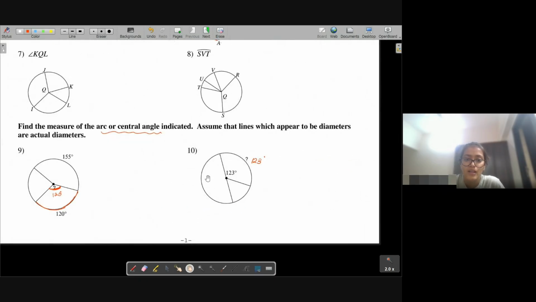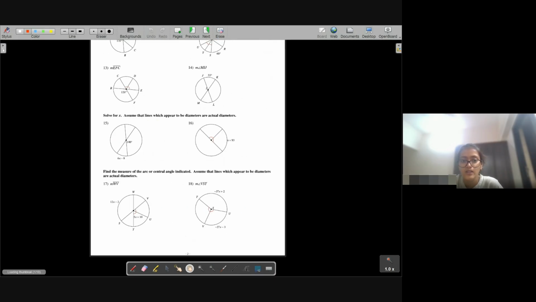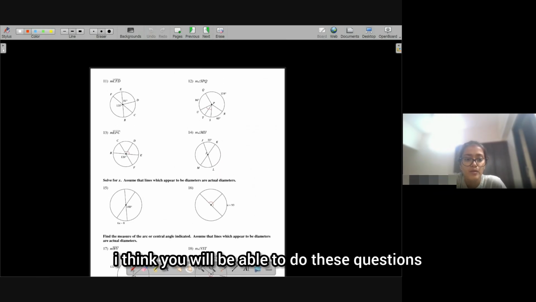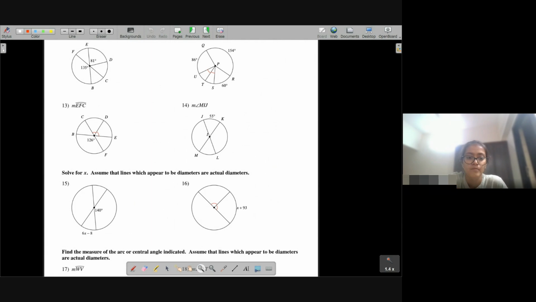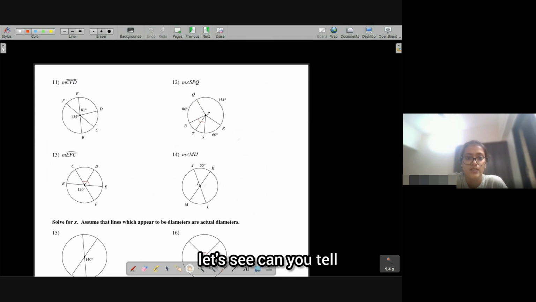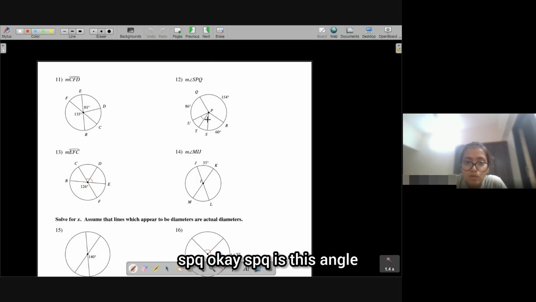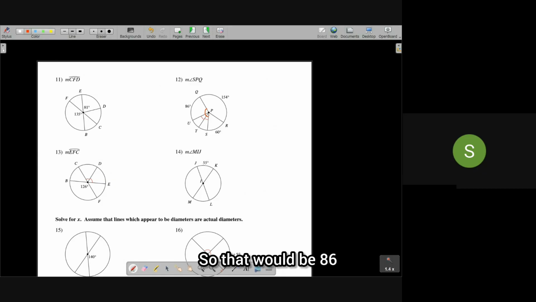Okay. Number 10, you said 123. Good. I think you will be able to do these questions. Let's see, can you tell what will be the measure of angle SPQ? SPQ is this angle. Okay. So that would be 86.